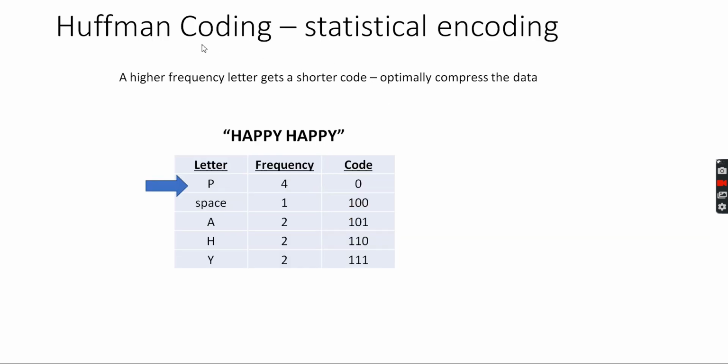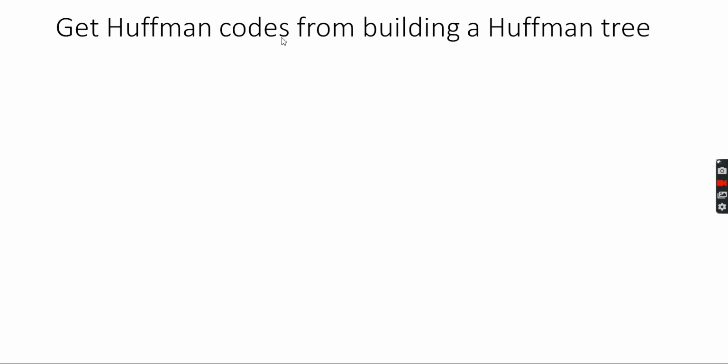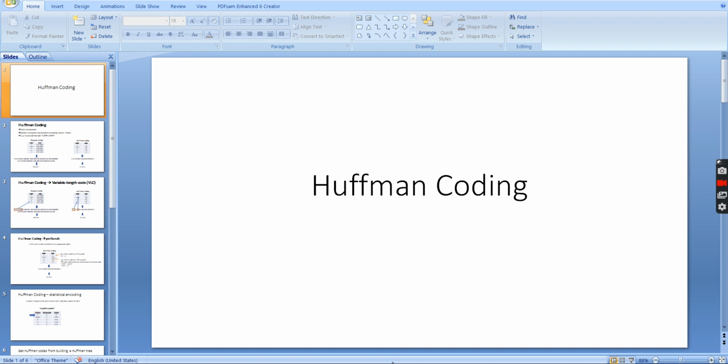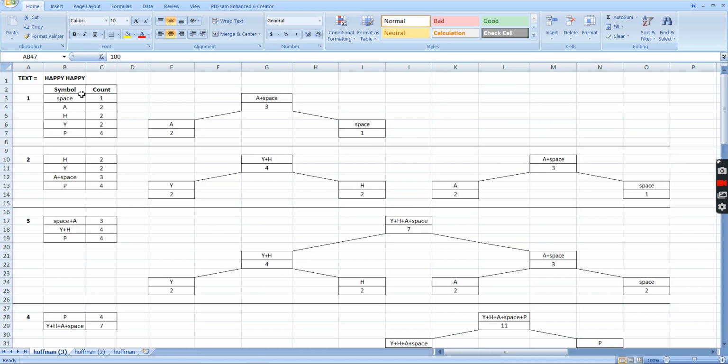Now, Huffman coding belongs to statistical encoding, in which the higher frequency letter, in this case P, gets a shorter code. As I explained before, this can ensure we optimally compress the data. Now, how do you get the Huffman codes? It is by building a Huffman tree. To build a Huffman tree, for example, we try to encode the text "happy space happy".